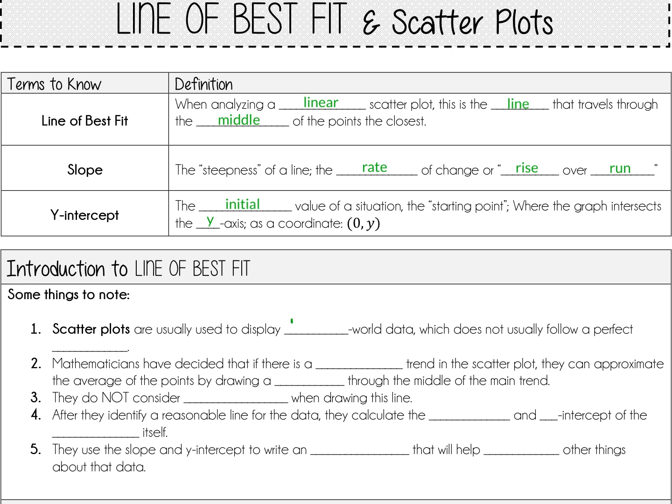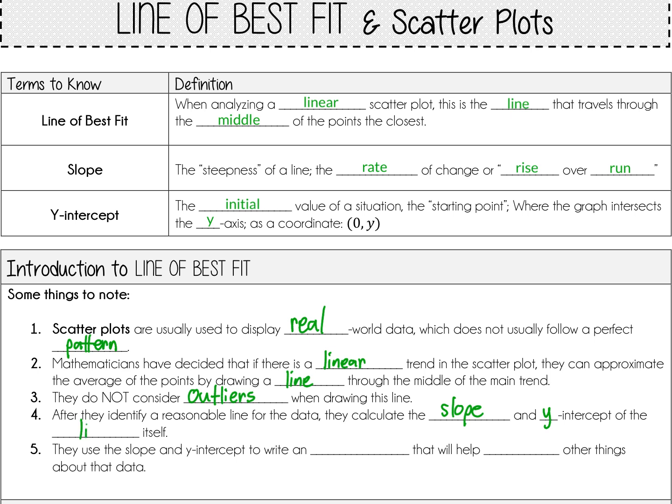There are a few important things to keep note of as we begin. Scatter plots are usually used to display real-world data, which does not usually follow a perfect pattern. Mathematicians have decided that if there is a linear trend in the scatter plot, they can approximate the average of the points by drawing a line through the middle of the main trend. They do not consider outliers when drawing this line. An outlier is a point that is pretty far away from the rest of your points.